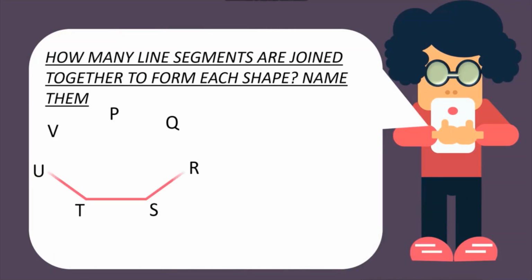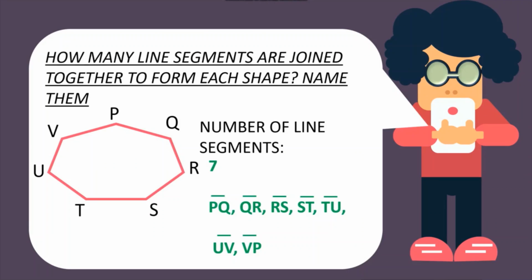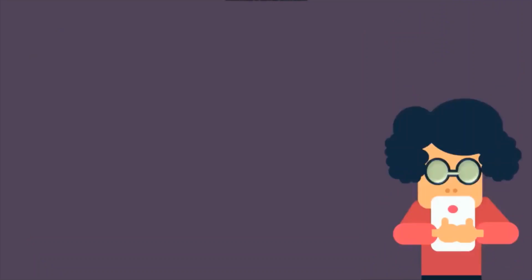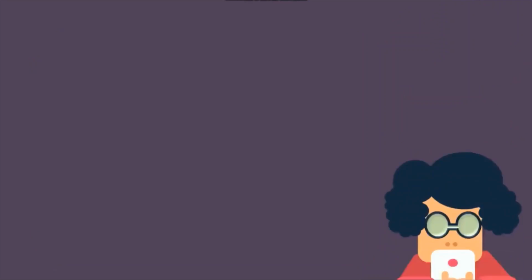Now in this figure, let us find out how many line segments we have. We have 7 line segments. And what are they? PQ, QR, RS, ST, TU, UV and VP. And you can see how it is denoted below. Now name and write the symbol for each of the following figures. You can see it is a ray. And the tail point is C. So we write it as CB. Name and write the symbol for this one.